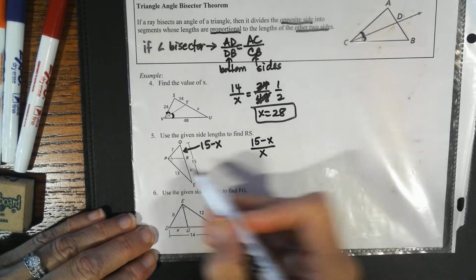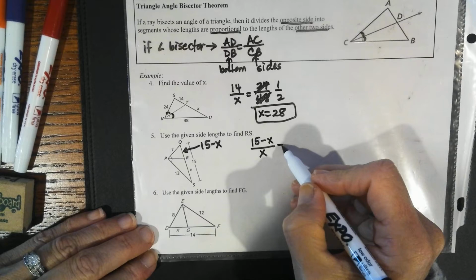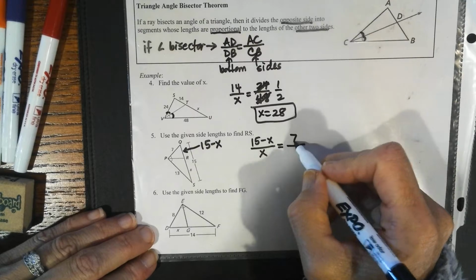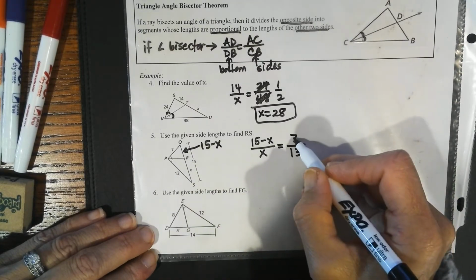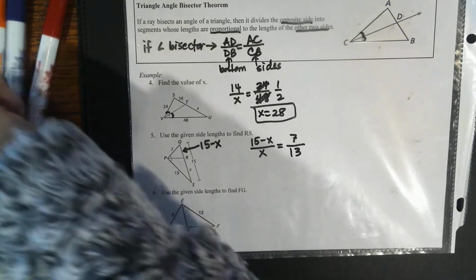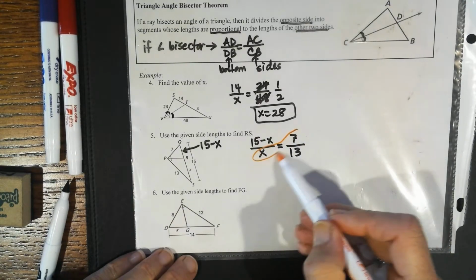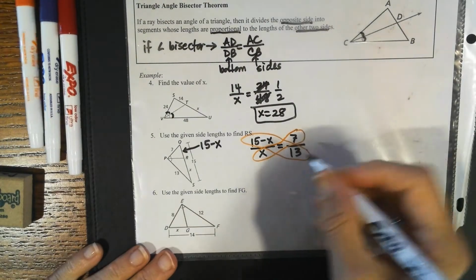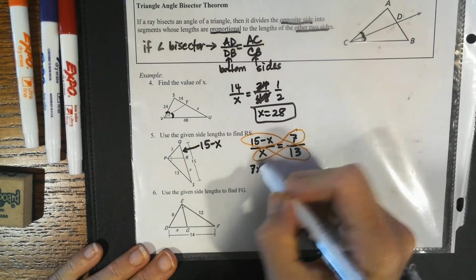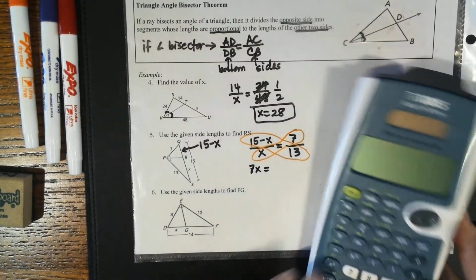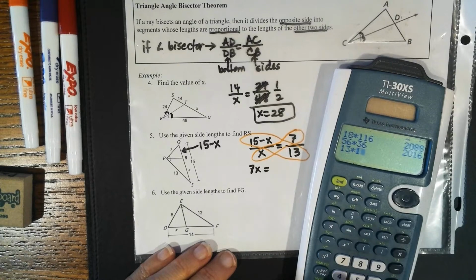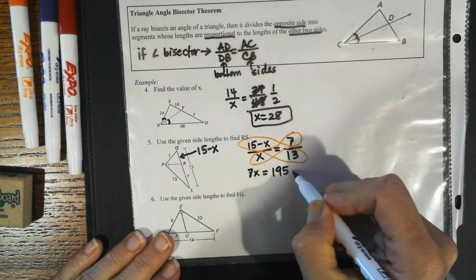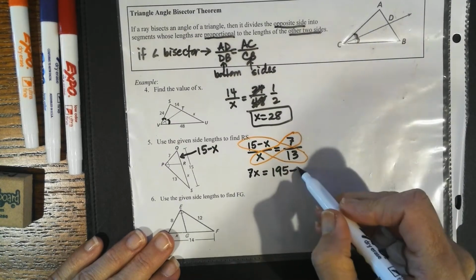15 minus x over x, so small bottom over the longer part of the bottom, equals the side over the longer side. Easy peasy. We are going to cross product this out. Let me go here. This one gives me 7x, right? And I don't know what 13 times 15 is, so I'm just going to grab this. 13 times 15 is 195. And then don't forget to multiply the x by your 13 too.